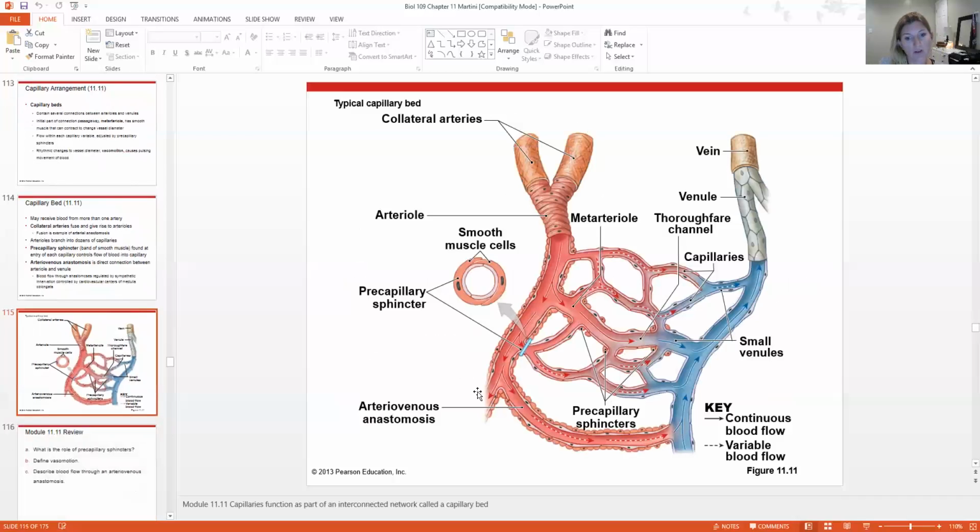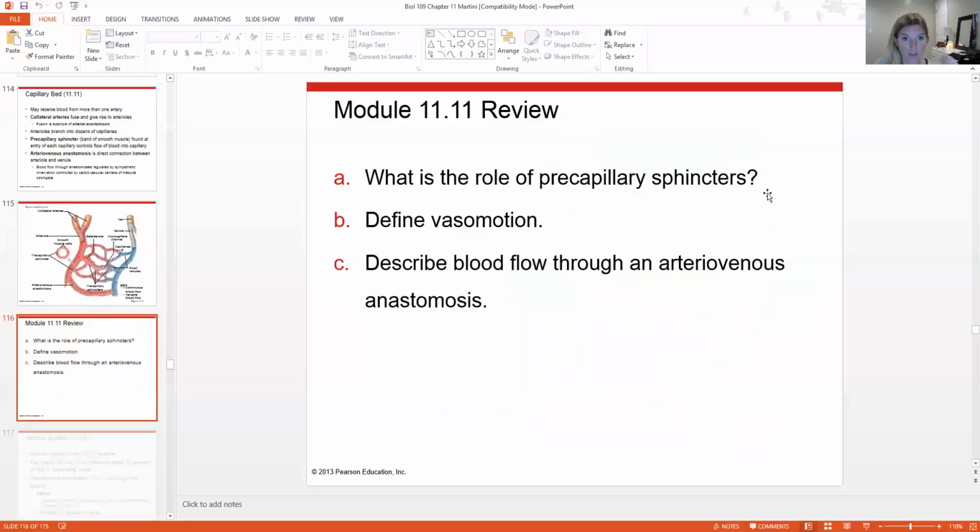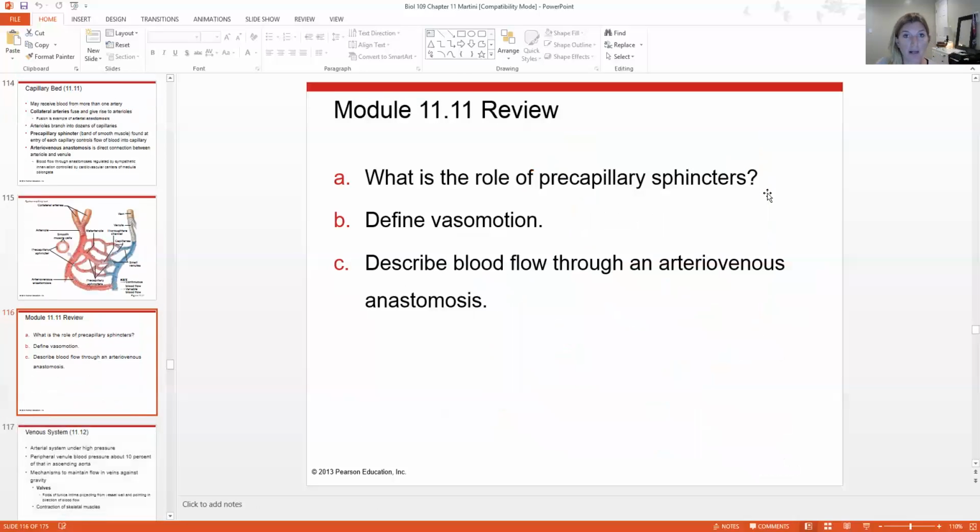This is an arteriovenous anastomosis because we have one artery leading into another venule, and there's no capillary bed exchange taking place there. So if all of these precapillary sphincters were closed, again, maybe in times of sympathetic stimulation, if this was a capillary bed of the digestive tract, we would want to reroute all that blood back up to the lungs or the brain or the muscle tissue. You can pause the video here, go back and review.